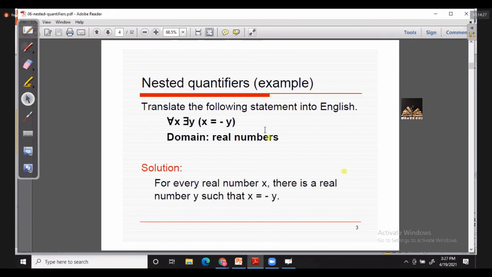Okay. Next, see the next example. Translate the following statement into English. For all x, there exists y, x is equal to minus y. For every real number x, there is a real number y such that x is equal to minus y. So it is false. Okay.